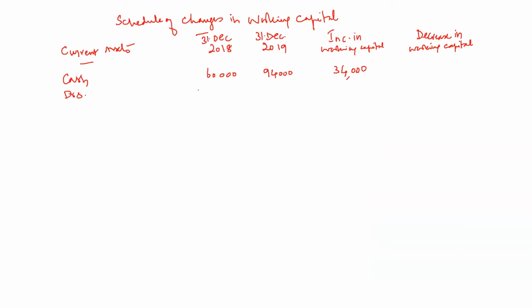Then in case of debtors, it's given as 2,40,000 at the beginning and 2,30,000 at the end. So there is a decrease. Increase in current asset should be taken to the increase column, and the decrease to be taken to the decrease column, 10,000. So because of your fall in your investment on debtors, your working capital requirement has decreased by 10,000 rupees. That is why it is shown on the decrease column.